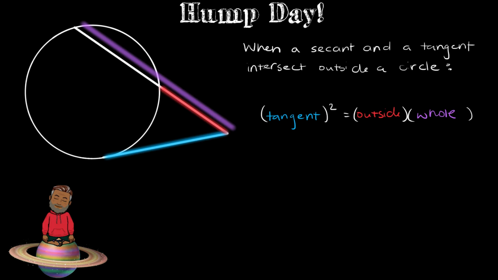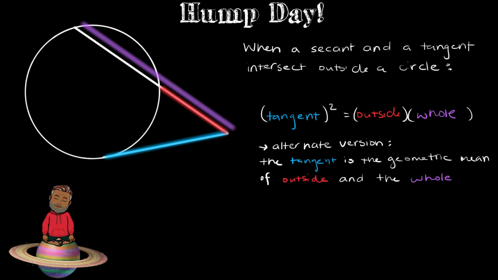Okay? Now there is an alternate form of looking at this formula. One thing you could do is you could say that the tangent, the blue one, is the geometric mean of the outside and the whole secant. Now, I only suggest this if you would remember what the geometric mean was of when we were looking at similar triangles, specifically right triangles. And the reason I think this is important is it can set up that formula. Remember, the geometric mean is the thing that's going to get multiplied by itself. It's the two things that are going to show up twice. And then the extremes are the outside and the whole.